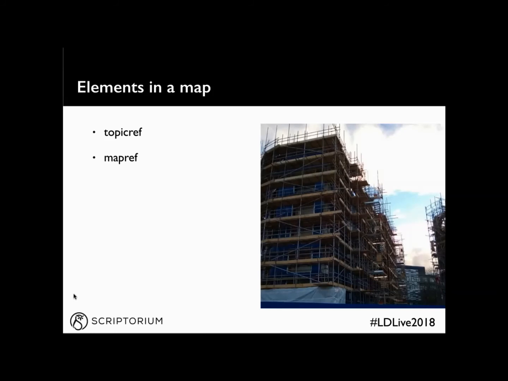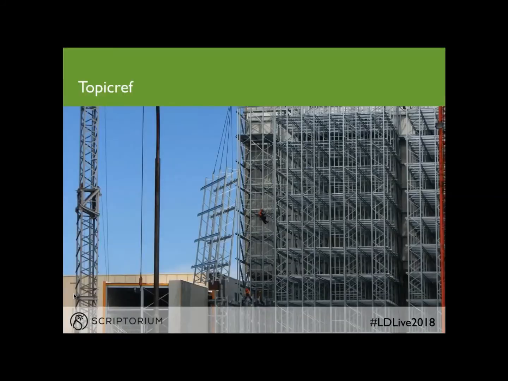Map files are generally made up of two main components, and that is topic ref and map ref. Topic ref is an element that's used to provide a reference or a link to a specific topic. And similarly, map ref is an element that provides a reference or a link to another map. So let's take a look a little bit more in depth at how each of these are used.